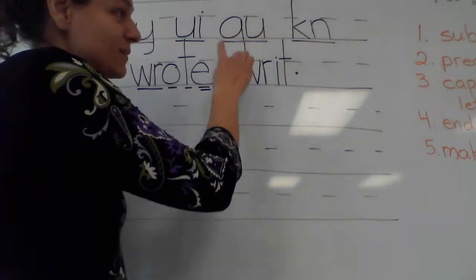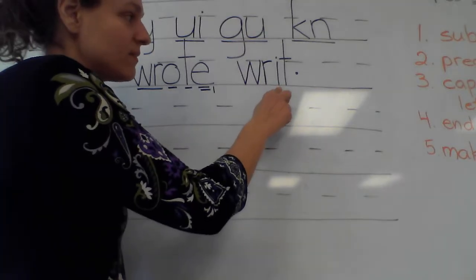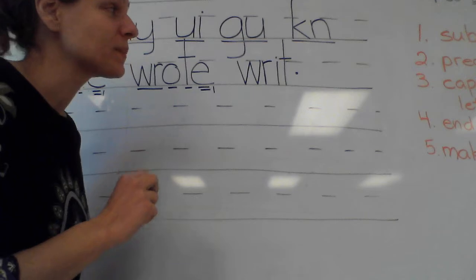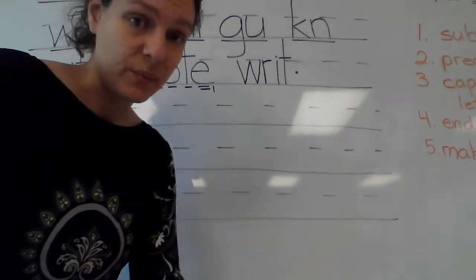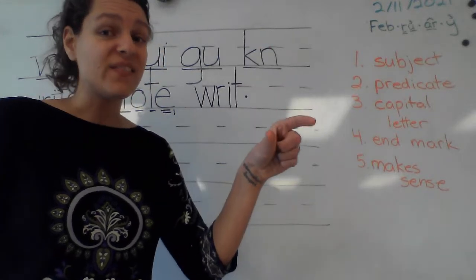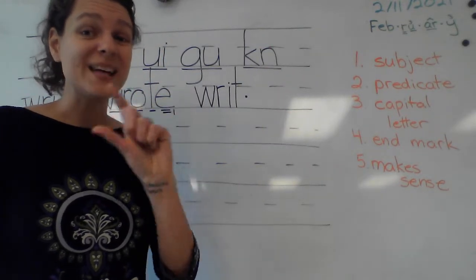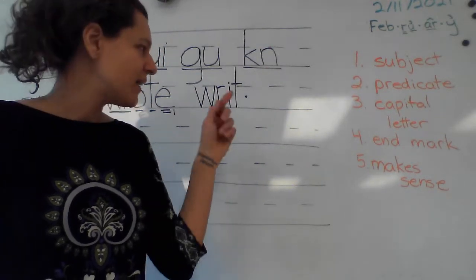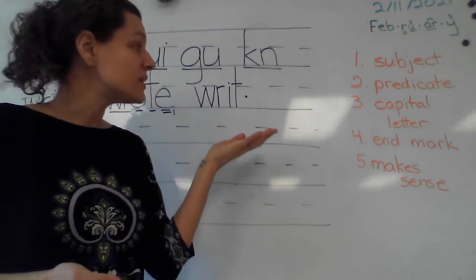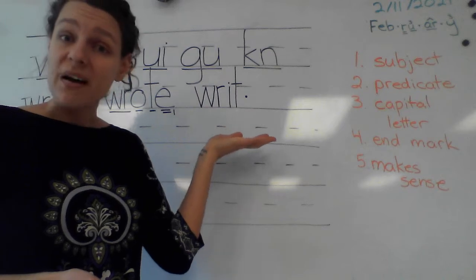All right, we see it's just 1 syllable. It ends with 1 vowel and then 1 consonant. What kind of word is that? Good, it's a 1-1-1 word. All right, we're going to add the vowel suffix N to make written. If we have a 1-1-1 word and we're going to add a vowel suffix, what do we do before we add that vowel suffix?